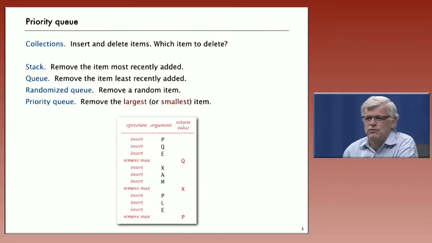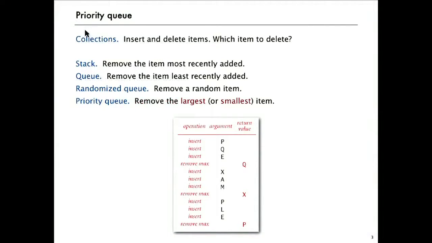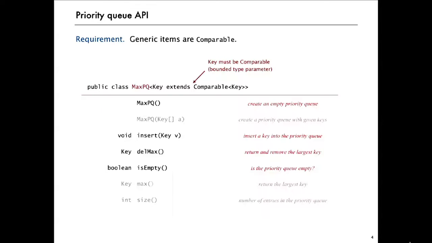For that, we insert items, but when it's time to remove, we consider the items to have a total order, and we want to remove the largest or the smallest item. So in this little example, if we insert P, Q, and E, then when we do remove max, we want to get the Q out. If later we insert X, A, and M, then we remove max. The largest one in there is X. And we insert P, L, and E, and then after a while we remove max, P. So that's our basic setup. That's the definition of what a priority queue is.